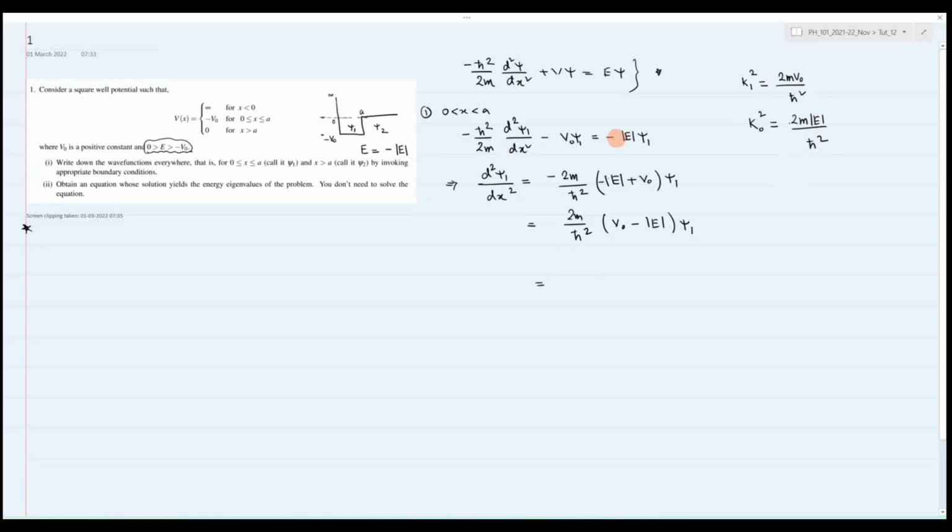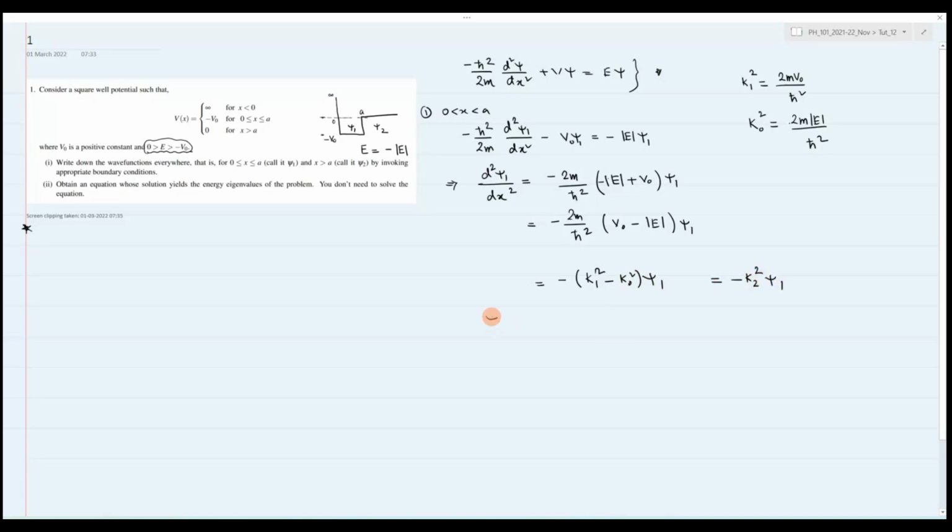Did I write this line correctly? Minus h cross square by twice m d2 psi by dx square minus v0 psi, psi 1. There should be a negative sign in the last step, like minus 2m by h cross square, minus E plus v0. Yes, this is correct. So now we can write it to be equal to something like k1 square minus k0 square, psi 1. Okay. So let's suppose this is equal to minus k2 square psi 1.